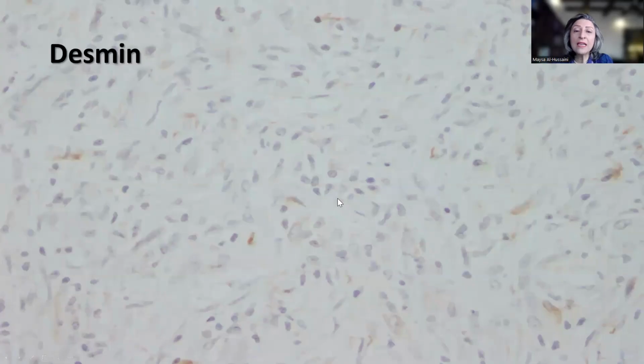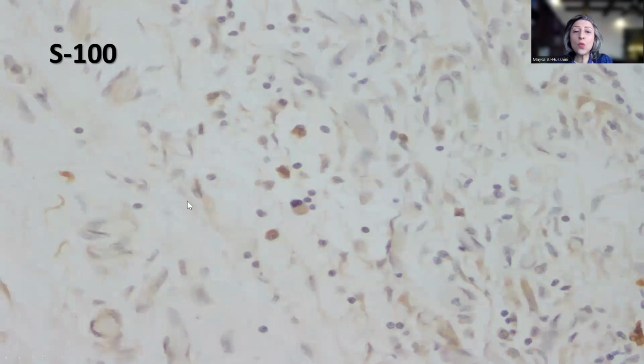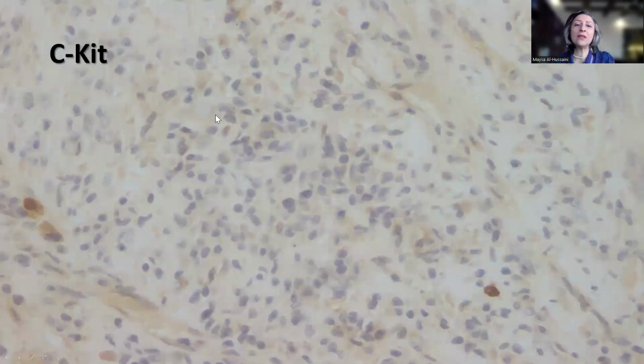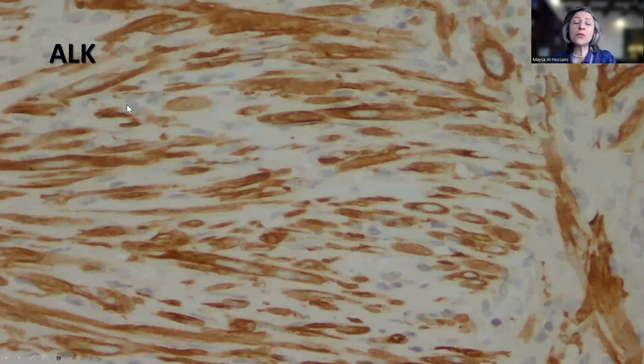and can show this pattern of immunostaining. Desmin was completely negative, as was S100, and CD34 was negative, as was c-KIT immunohistochemistry, to rule out the possibility of a GIST, which can occur in the mesentery away from the bowel wall itself. And this is the c-KIT. But really what was beautifully positive is the ALK immunohistochemistry, which showed cytoplasmic staining in the neoplastic cells, a robust stain that was very clear.